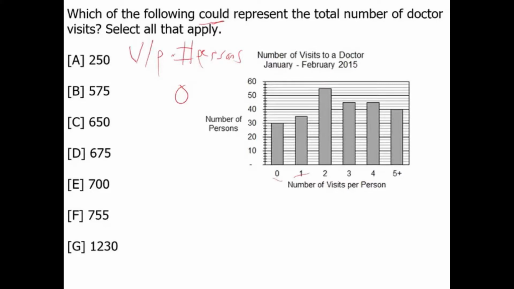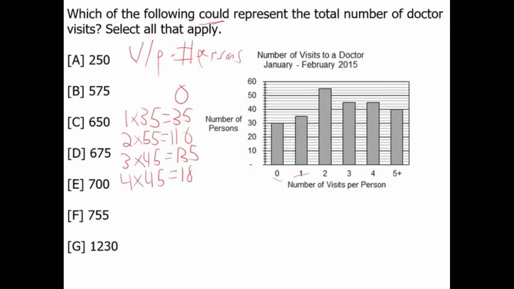1 times 35. So let's do a 1 times 35 here. So each one of these people visited that doctor once in the time span. That gives us 35. Now we do 2 times, it looks like 55, which is going to give us 110. We move on. 3 times 45 is going to give us 135. And 4, also in the same one as 3, so we can do times 45 there, is going to equal 180. Now let's look at this 5 plus here.